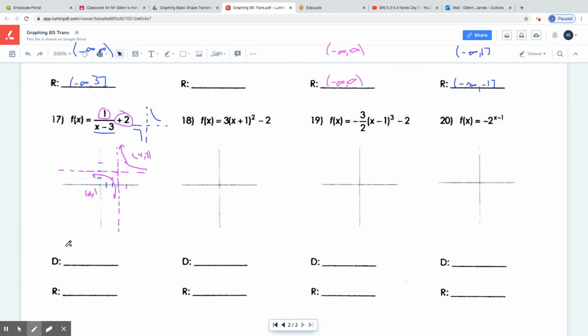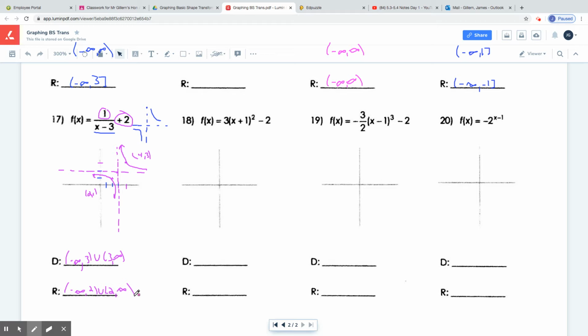All right, the domain is going to be -infinity to whatever the vertical asymptote is, which is 3, union 3 to infinity. The range is going to be the same thing except whatever the horizontal asymptote is, -infinity to 2, union 2 to infinity.